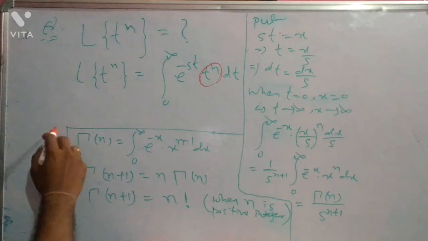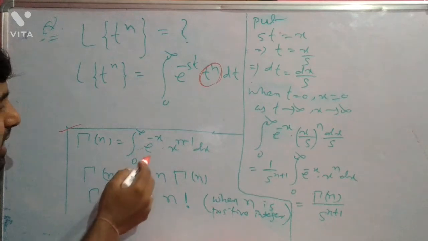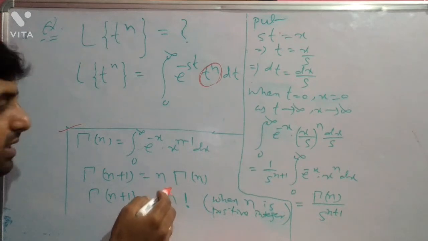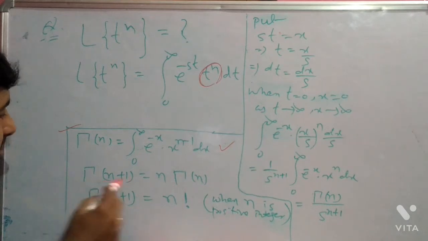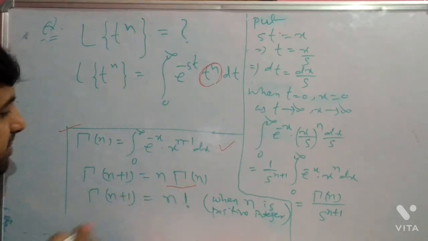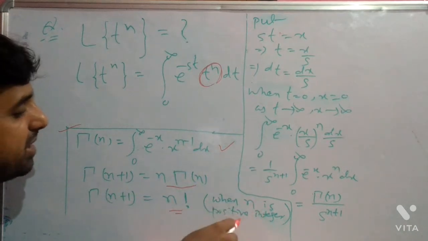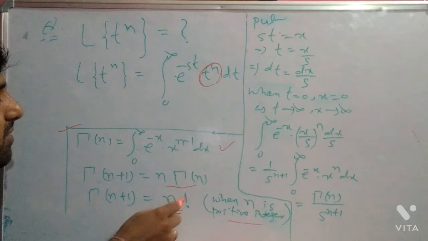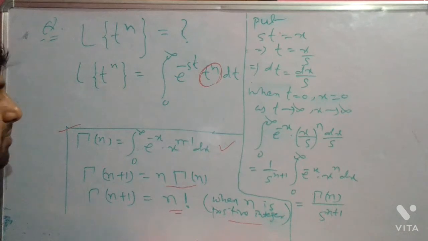From the gamma function we know the definition. What is the gamma function? Gamma of n is equal to integration from 0 to infinity e to the power minus x, x to the power n minus 1 dx. And from this definition we know that gamma n plus 1 is equal to n into gamma of n, and gamma n plus 1 is equal to n factorial when n is a positive integer. Otherwise, gamma n plus 1 is generally n into gamma of n. So they are the properties of the gamma function.